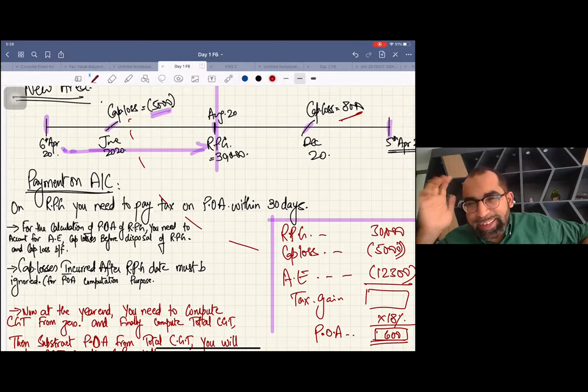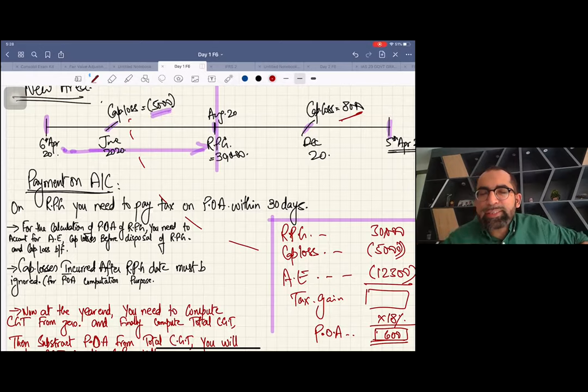So now you will think like this: your total CGT is 1000, but you have already paid 600 through payment on account. So now you will pay the remaining 400 on 31st January 2022, right? Take your time, wait and read it. Read it, check it.